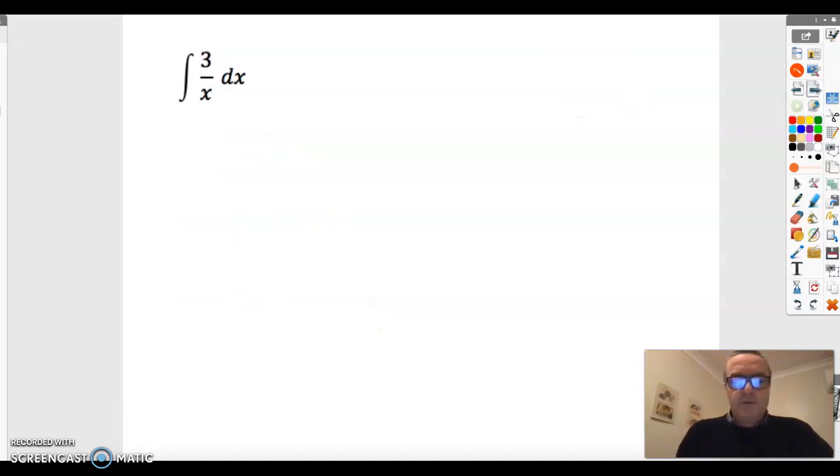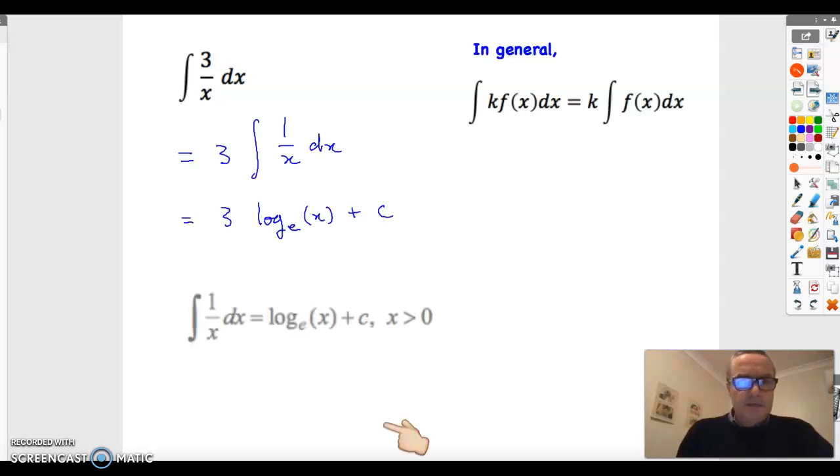This one looks like it's a rational function, but we need to remember if it's something over x, we're going to have a particular rule for this integral. So there's two things going on here. For a start, if I can see a constant factor of my function, I can take that factor out the front of the integral, and sometimes that makes what's inside the integral a little easier to work with.